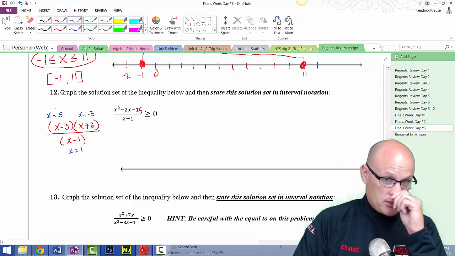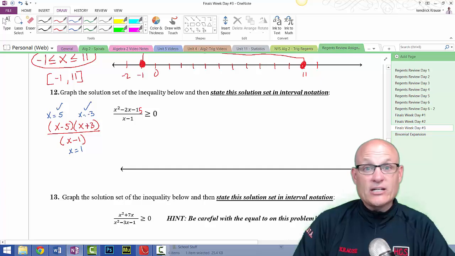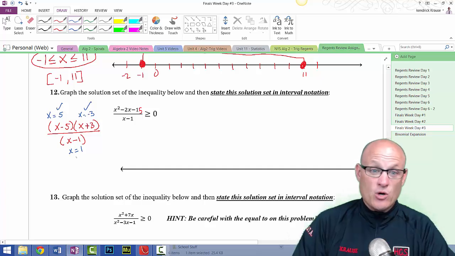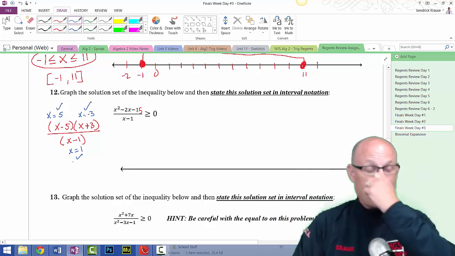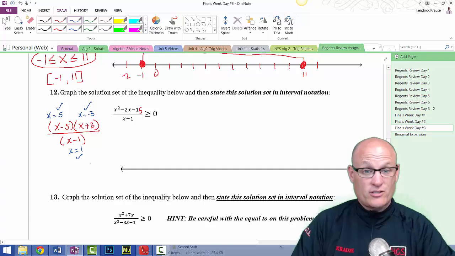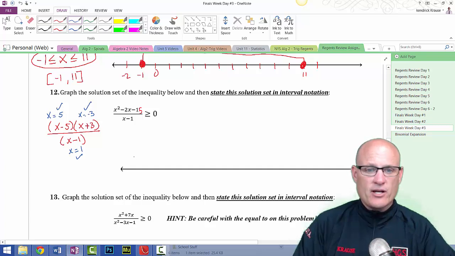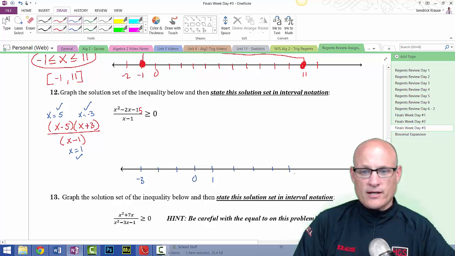Now, these two make this fraction equal to 0. This one makes the fraction undefined. So those are our 3 critical numbers to test. It actually breaks it up into 4 areas to test. So I need to get those on my number line. So here's negative 3, negative 2, negative 1, 0, 1, 2, 3, 4, 5, and 6.